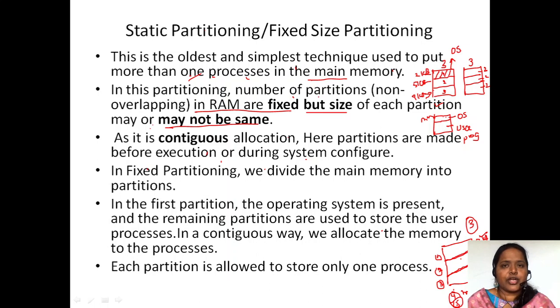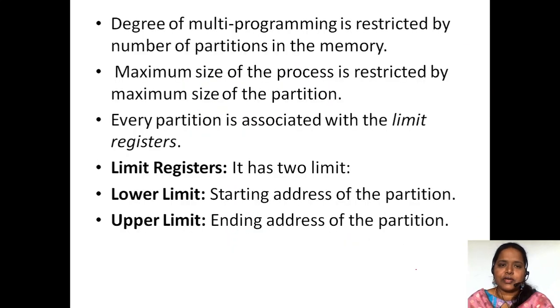First division is going to be taken by the operating system. Second division is going to be taken by the user. In the first partitioning, the operating system is present and the remaining is used to store the user. Each partition is allowed to store only one process. One process we are going to store in each and every partition. Degree of multiprogramming is restricted.